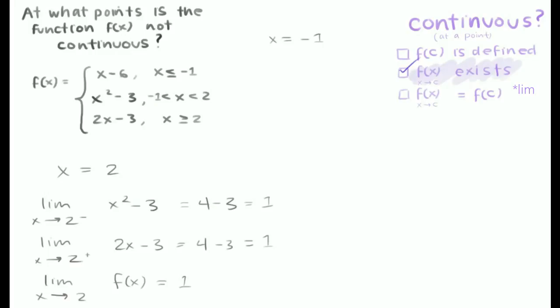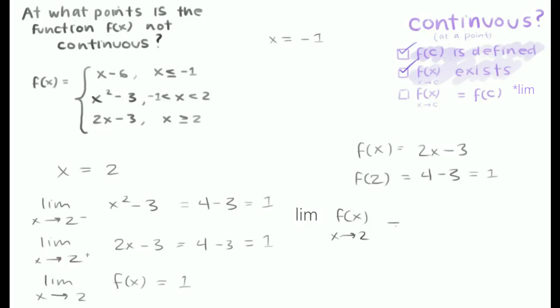Now we're going to test for the first condition, f of c is defined, and our c is 2. So we're going to look at f of x equals 2x minus 3, and if we plug 2 in, that will equal 1. So this satisfies the first condition of the definition of continuity. Now if we look at the last condition, we see that the limit as x approaches 2 of f of x equals 1, which is equal to f of 2 equals 1.